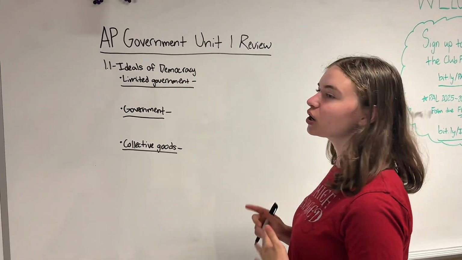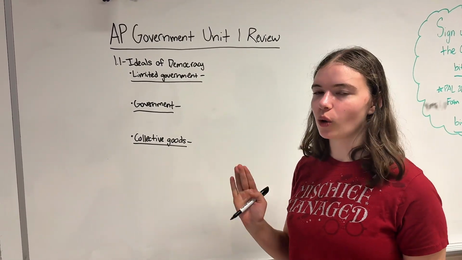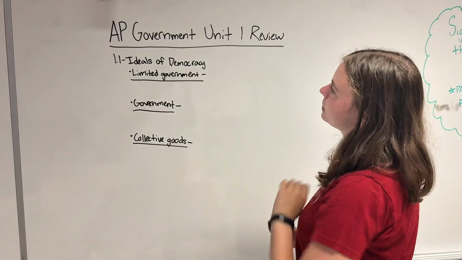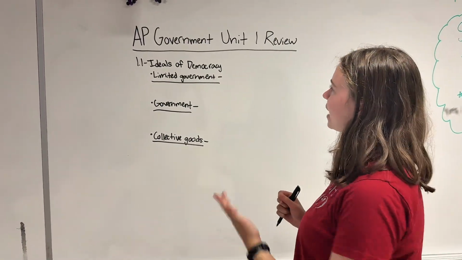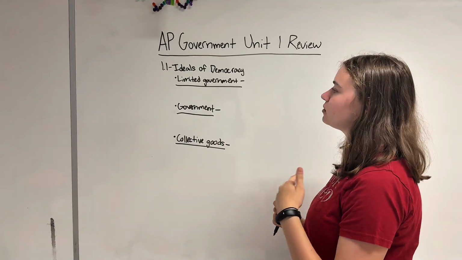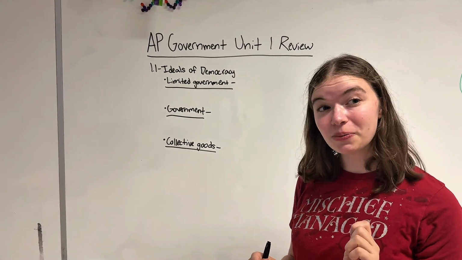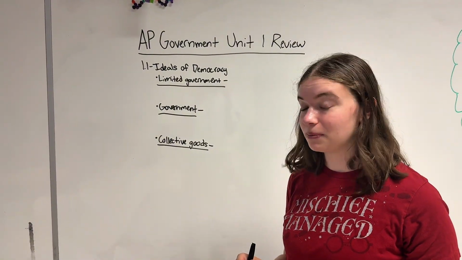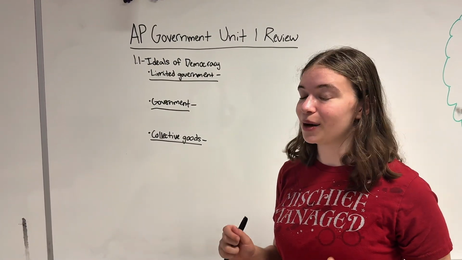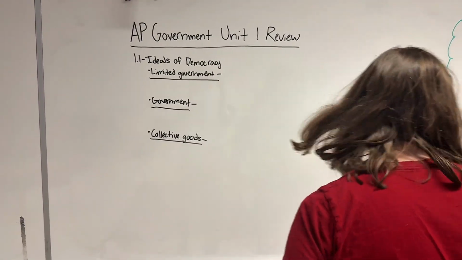Today we are going to do a quick overview of topics 1.1 to 1.5 in AP US Government and Politics. We're going to start with the ideals of democracy. And in this video, we're just going to go over some basic vocabulary and some examples, but you should still be reading the Pearson textbook and be prepared for Mr. Addison's test coming up. So let's get started.